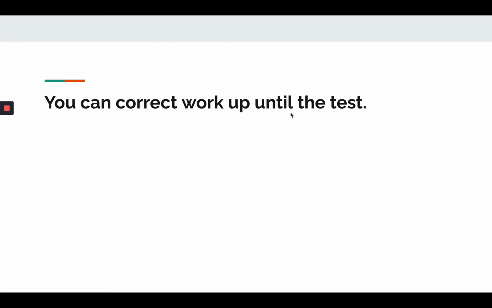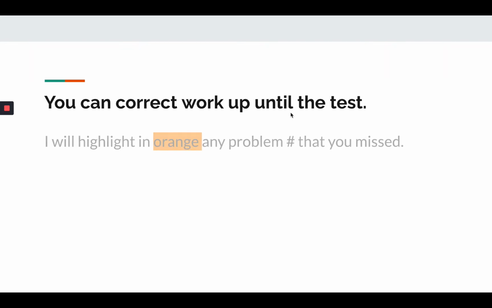You can correct work in this class up until the test. So when we take our Chapter 1 test, Chapter 1 is done. No more late or corrected work after Chapter 1. Same thing when we get into Chapter 2. You can keep correcting your assignments until we take the Chapter 2 test.